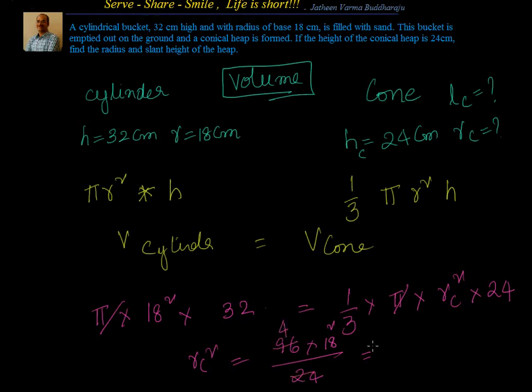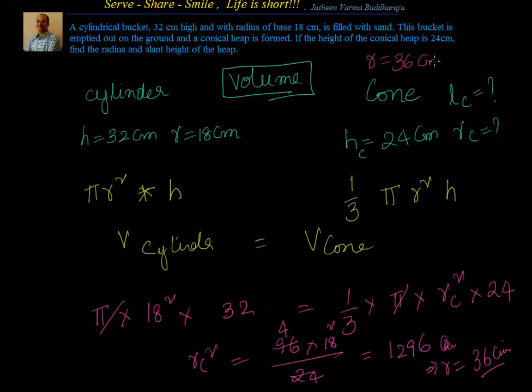If we simplify that, 24 will go 4 times. 4 into 18 square is 1296. 4 into 18, 18s are 324, so I'll have 1296. We are talking about cm, so RC square is 1296, or can I say r equal to 36 centimeter. So we got r equal to 36.